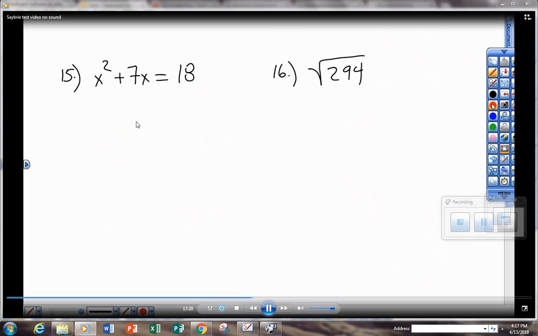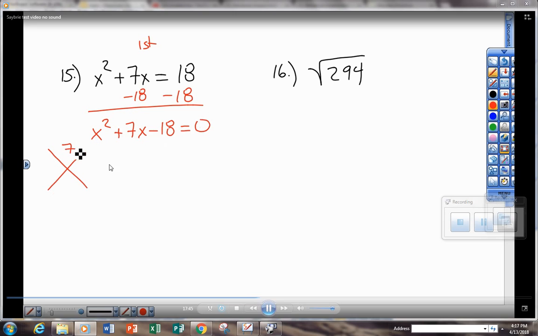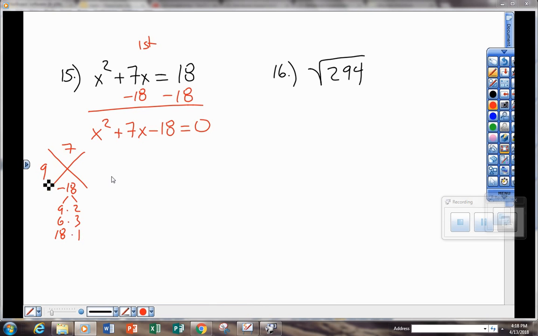All right, 15. To solve this, you need to subtract 18 first. You need all the numbers on this side to factor. So that would be x squared plus 7x minus 18 equals 0. So do that first. And then I draw my x to factor it and then solve it with positive 7 and negative 18. 18 is 9 and 2, 6 and 3, 18 and 1. I believe 6 and 3 don't work, but 9 and 2 do. So that would be positive 9 and negative 2.